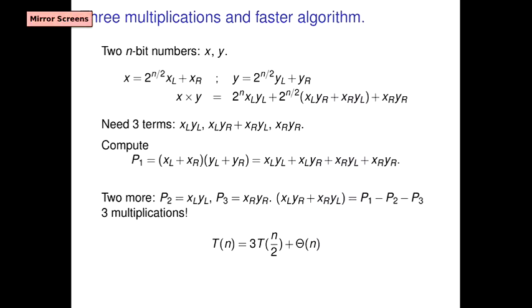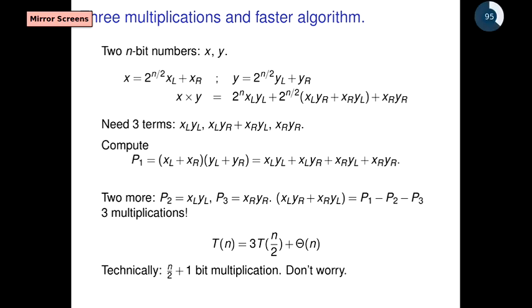So now the recurrence becomes: the time for multiplying 2 n-bit numbers together, you need to do 3 times the time to multiply 2 n over 2 bit numbers together. And then you do order n work to put it all back together, to do the additions and the shifts. Technically, when you add 2 n over 2 bit numbers, you get an n over 2 plus 1 length number. But, among friends, it's close enough, so don't worry about it. One technically should do a little bit of work to show this is fine, but it is fine.